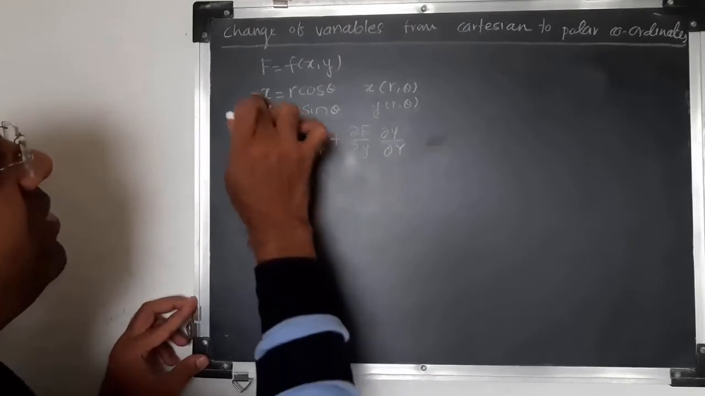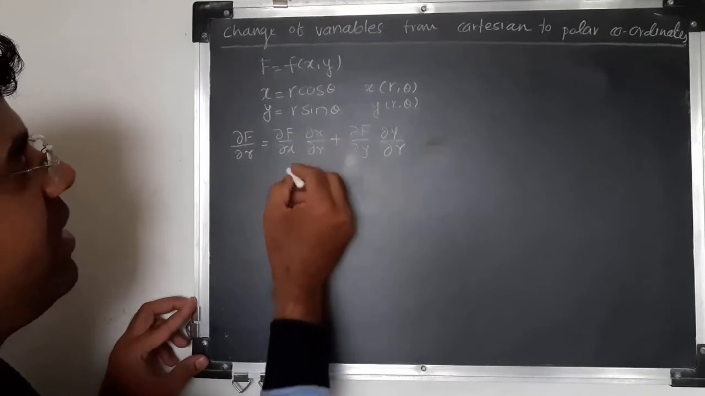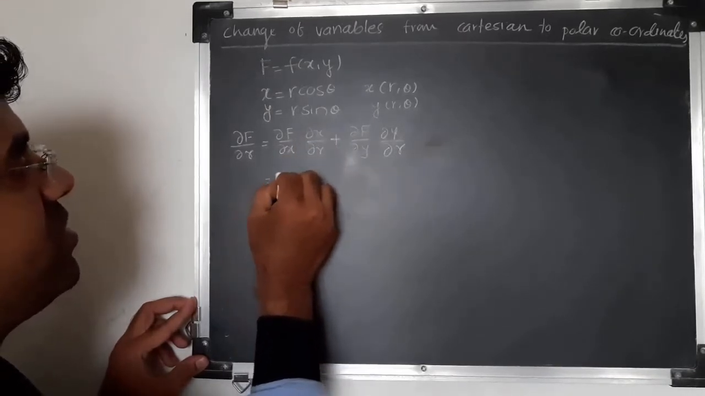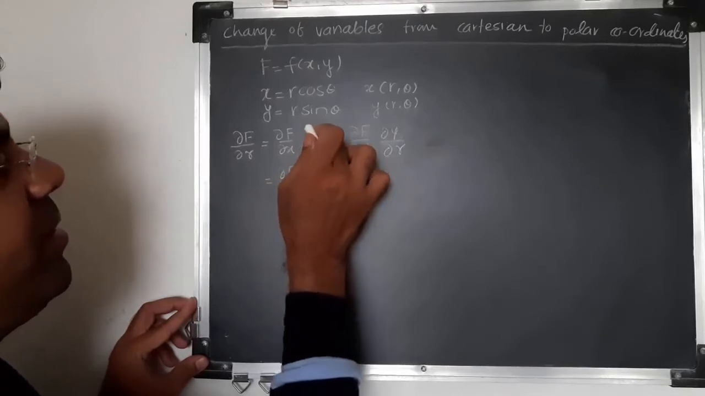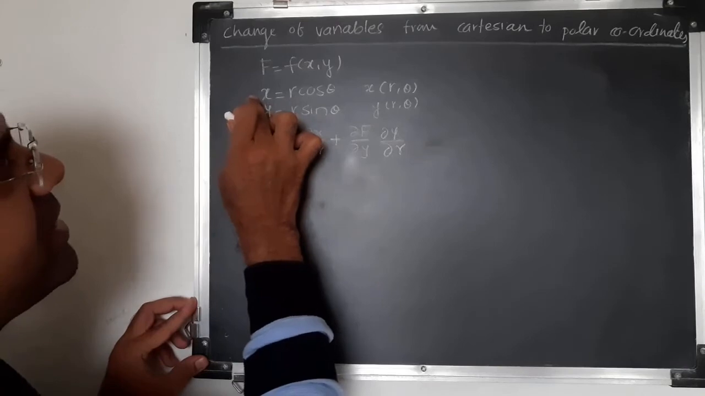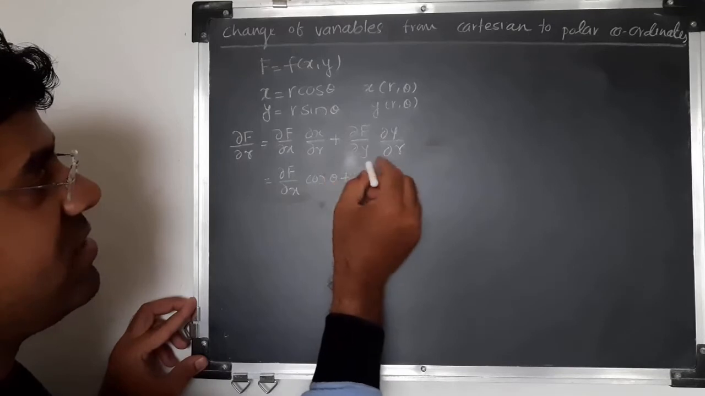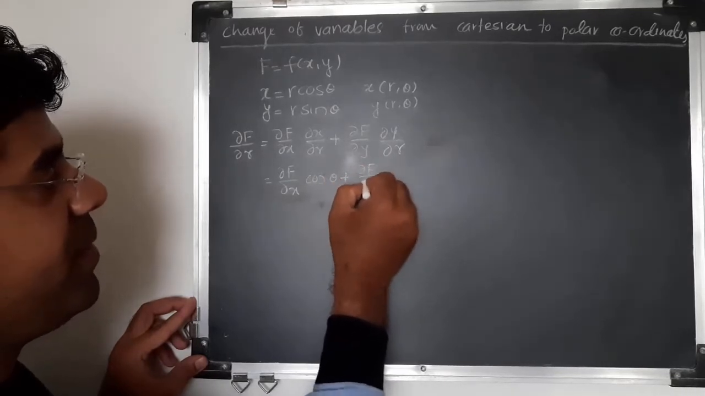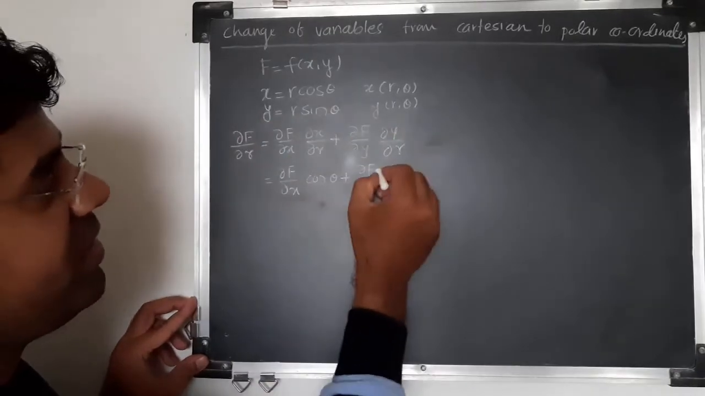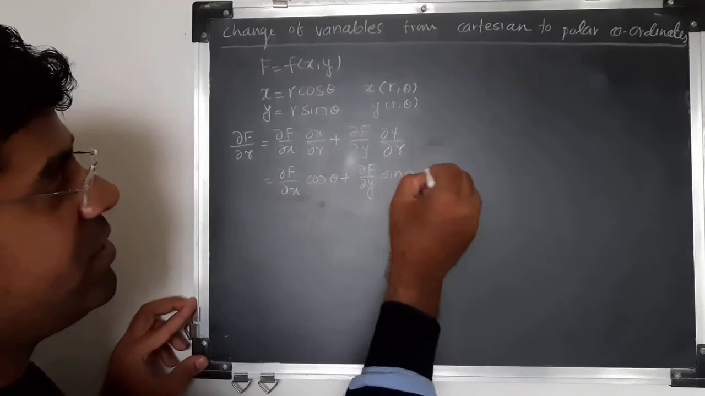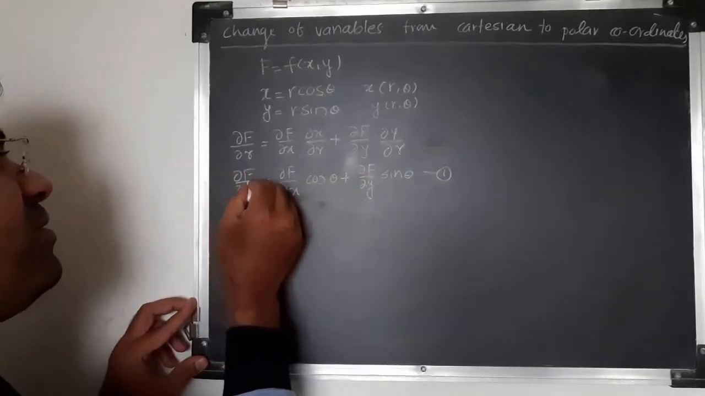Now we know x and y, so we write one more step: ∂f/∂x into ∂x/∂r, so I will get cos theta, plus ∂f/∂y into ∂y/∂r, and ∂y/∂r is nothing but sin theta. This is equation number 1. This is what you will get for ∂f/∂r.